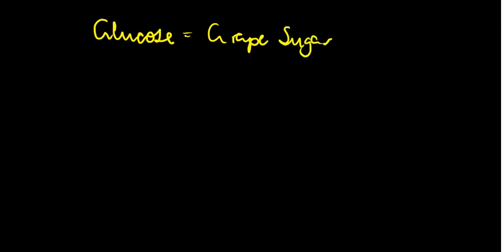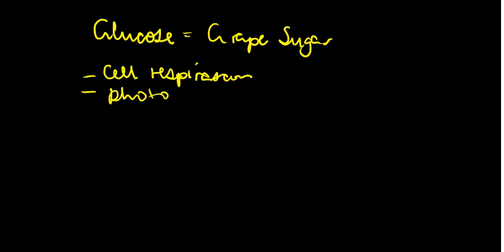Okay, so when you look at glucose, glucose is oftentimes referred to as grape sugar. So this is glucose. It is also called grape sugar. It's a simple monosaccharide found in plants, and it's actually important for the process of photosynthesis, and the fuel in cell respiration. So we have cell respiration and photosynthesis. This is what we use glucose for.